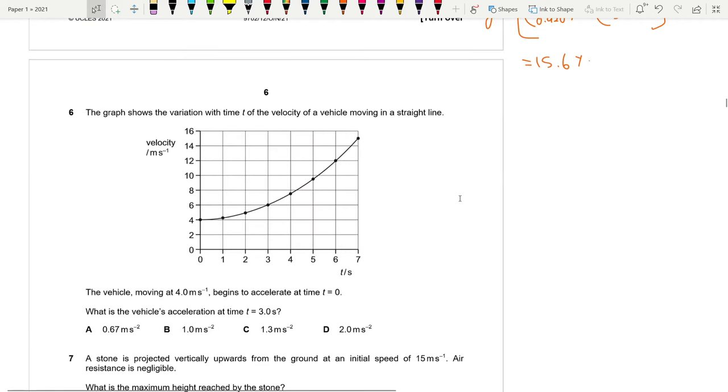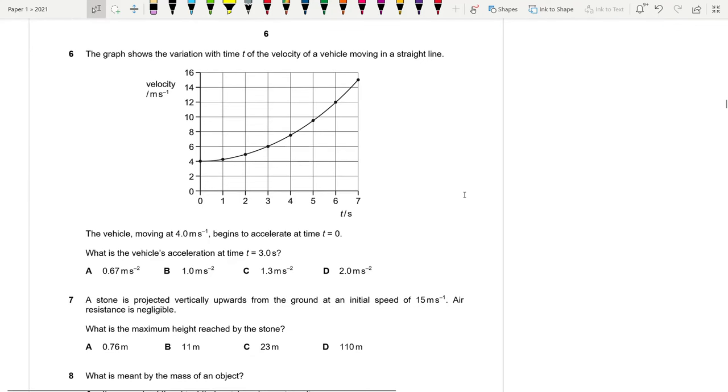Moving on to 6, the graph shows the variation with time t of the velocity of a vehicle moving in a straight line. The vehicle moving at 4 meter per second begins to accelerate at time 0. Okay, what is the vehicle's acceleration at time 3? We know that the gradient of a velocity time graph is acceleration. I think we need to find out the tangent. I'll try my best to draw the tangent here.